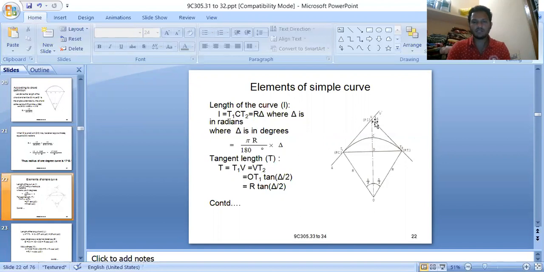Then we have tangent length. Tangent length is nothing but T1V or T2V. Both are the same, which is OT1 into tan delta by 2. This is R tan delta by 2.